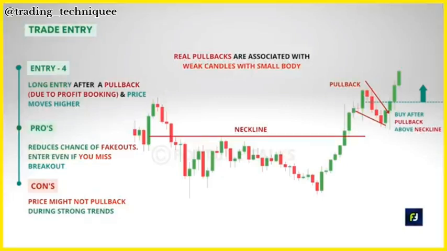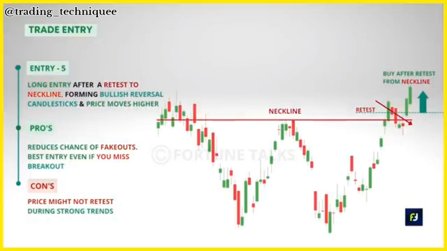Now the best pullback should have a shallow retracement with small bodied candles. But sometimes we get a steep pullback to the neckline. This is called a retest. So when the price retests the neckline, or now a support level, we expect buyers to come in. So we need to observe if price retests the neckline, and if it does, then we wait for a price rejection from the neckline in the form of bullish reversal candlesticks like bullish hammer, bullish engulfing pattern, morning star, etc. And if you find there is a price rejection, then you can go long on the next candle.